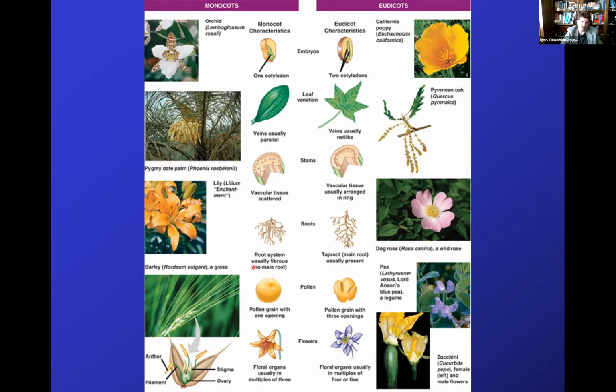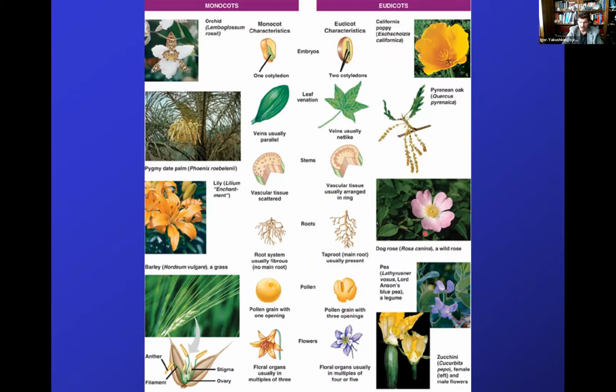The pollen grain will have only one opening in the actual pollen grain. The pollen grain right here will have 3 typical openings. And then whenever you're looking at the flowers, in the monocots, the flowers typically have multiples of 3. For example, 6 petals, or 6 stamens. The parts would be 3, 6, 9, and so on. So multiples of 3 for the flower organs and multiples of 4 or 5 for the dicots.